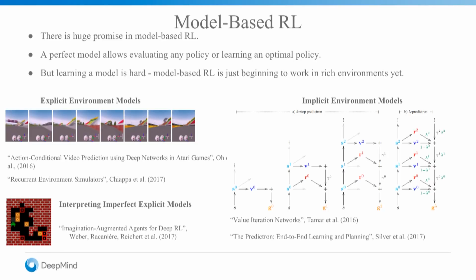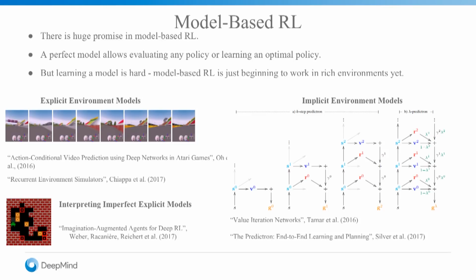And then you're still doing model-free RL, so maybe you're doing Q-learning or policy gradient, but your neural network is structured in a way that mimics the computations that a planner would do.